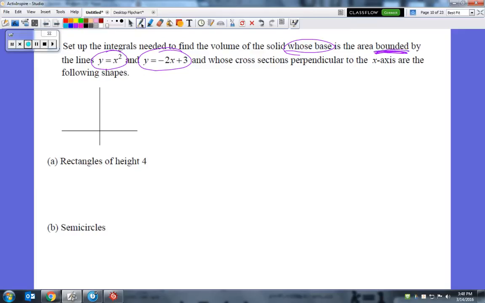Okay, so let's go ahead and color coordinate some of this. I will color coordinate y is equal to x squared to be red. And we will color coordinate the other one to be blue. So negative 2x plus 3 looks something like that. And with this in mind, we're going to look at perpendicular to the x-axis. So I should be thinking dx or vertical slices. So I should be doing this.